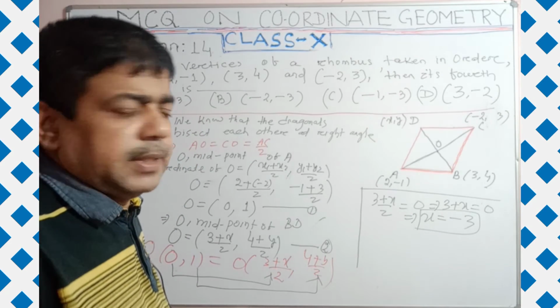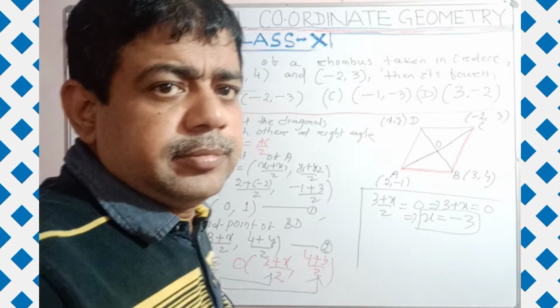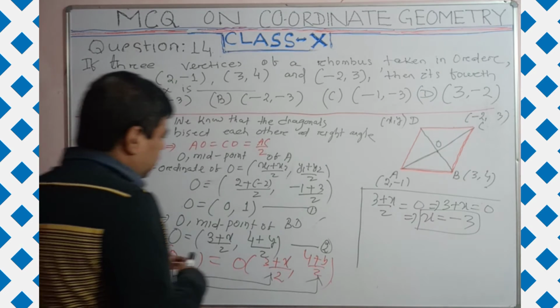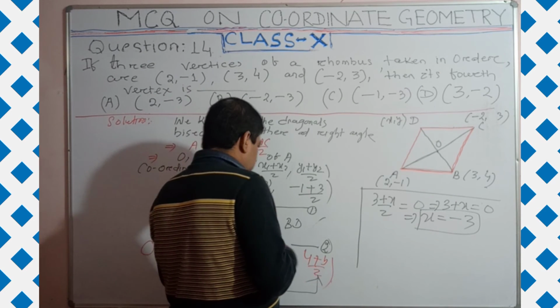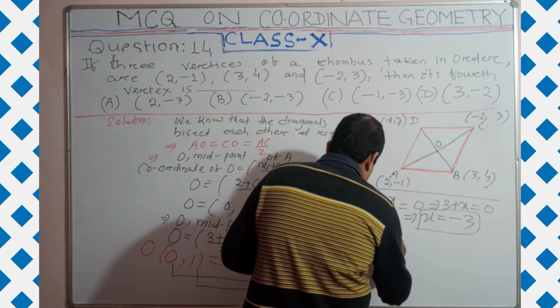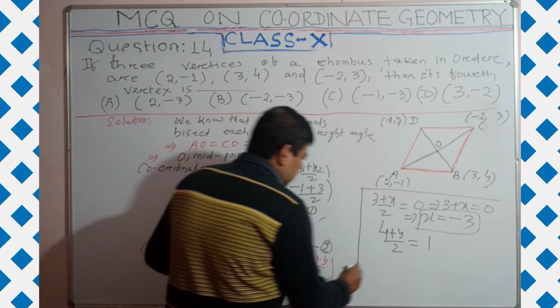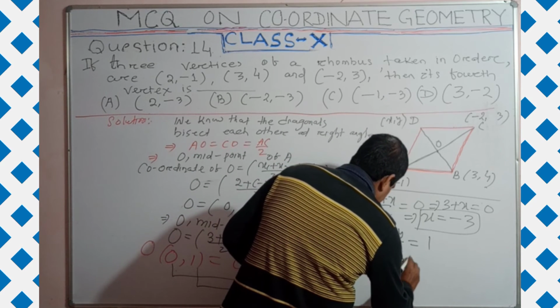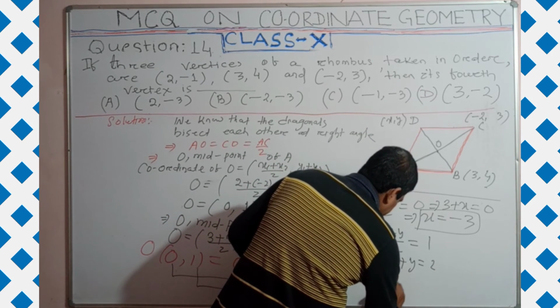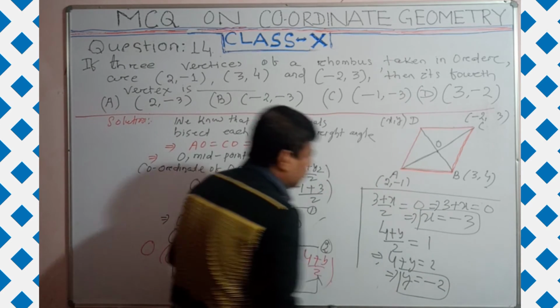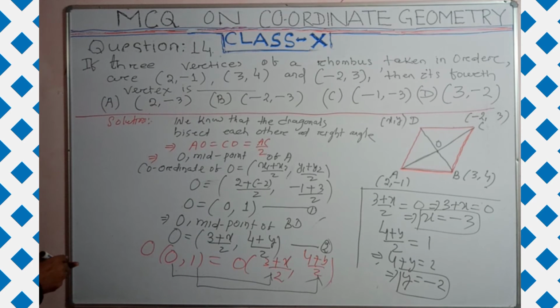Okay, understand? Let's see, similarly comparing the y coordinate on both sides. You see 4 plus y upon 2 is also equal to 1. So that implies 4 plus y is equal to 2 and y is equal to 2 minus 4, which is minus 2. This is comparing the x value and y value. Is it clear?